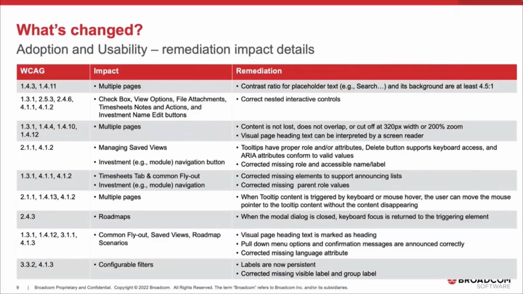Another example, the last item in the table is another example of work that ensured labels are persistent and issues associated with the missing visible label and a group label were corrected so that screen readers can properly announce page content when the configurable filters are in use. I'll prepare a slide like this for each of the next 2 releases so you'll have visibility to impacted areas and their respective updates.